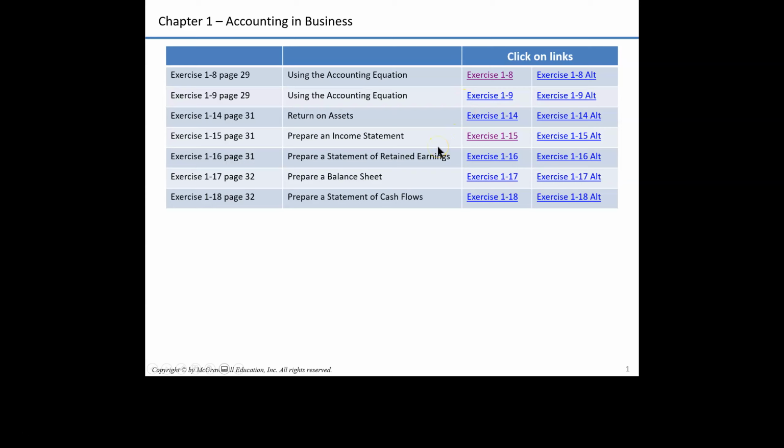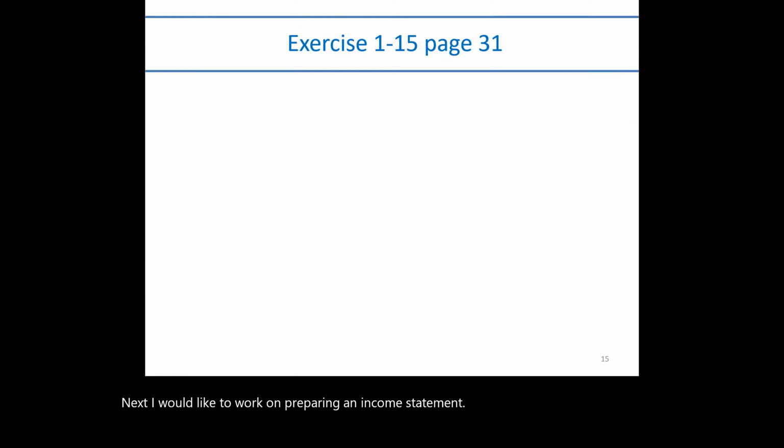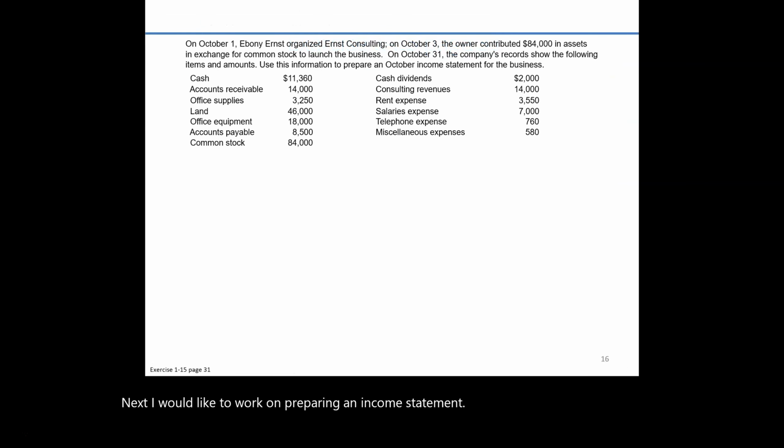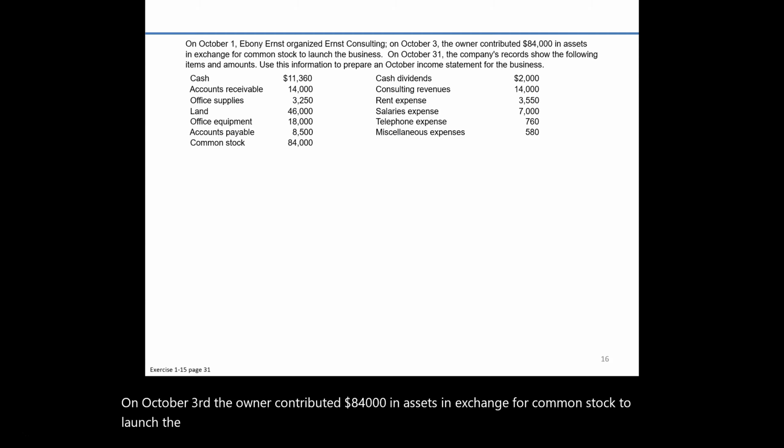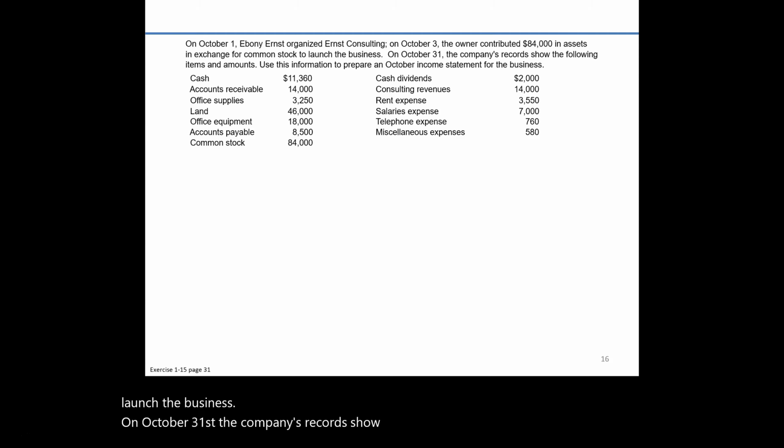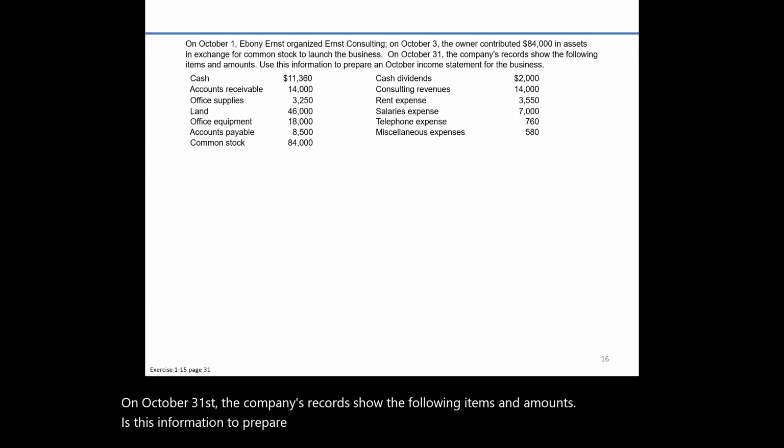Alright, next, I would like to work on preparing an income statement. On October 1st, Ebony Ernst organized Ernst Consulting. On October 3rd, the owner contributed $84,000 in assets in exchange for common stock to launch the business. On October 31st, the company's records show the following items and amounts. Use this information to prepare an October income statement for the business.